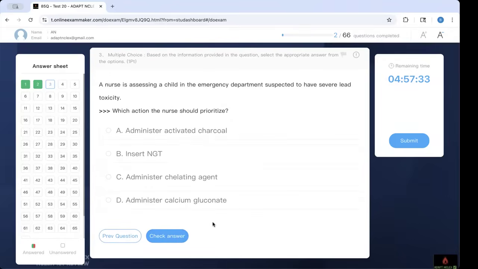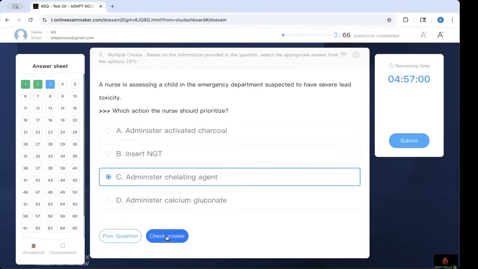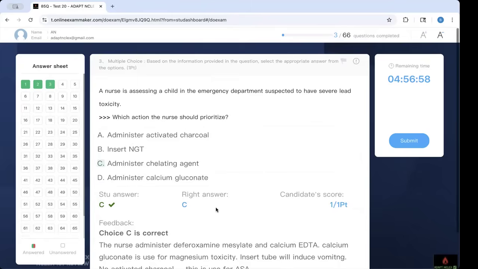A nurse is assessing a child in the emergency department suspected to have severe lead toxicity. Which action should the nurse prioritize? Give them activated charcoal, insert an NG tube, give a chelating agent, give them calcium gluconate. What do you think? Keyword, lead toxicity. How do you take care of lead? Remove it from the system. How do you remove it from the system? Chelating agent. Therefore, which one do you want to use? Not activated charcoal, not insertion of an NG tube. They're going to vomit. Don't pick calcium gluconate. That's a trap. You give them a chelating agent, which is what? EDTA. That's what you give them.